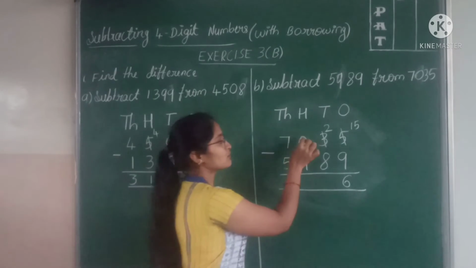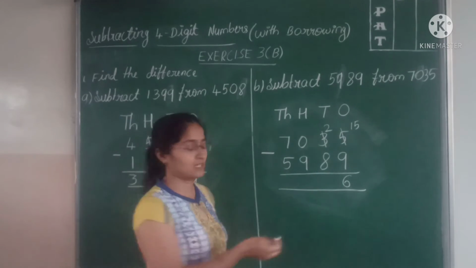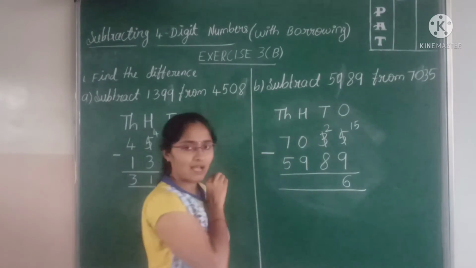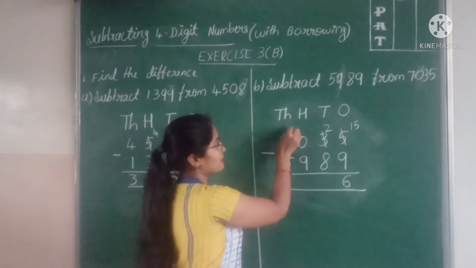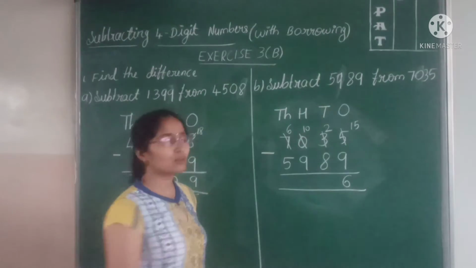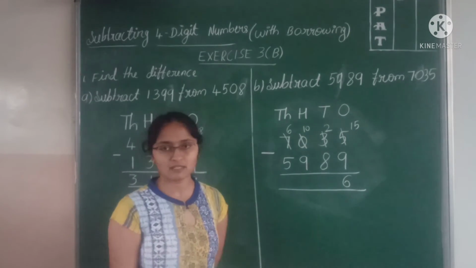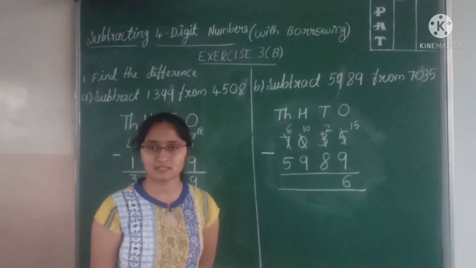We need to borrow first for the hundreds place number from thousands place. So now I will borrow from thousands place to hundreds place. When we borrow from thousands place, this 7 will become 6 and this 0 will become 10. Because we will remove 1 ten from this and add to this number. Yes. So this 0 will become 10 and 7 will become 6.